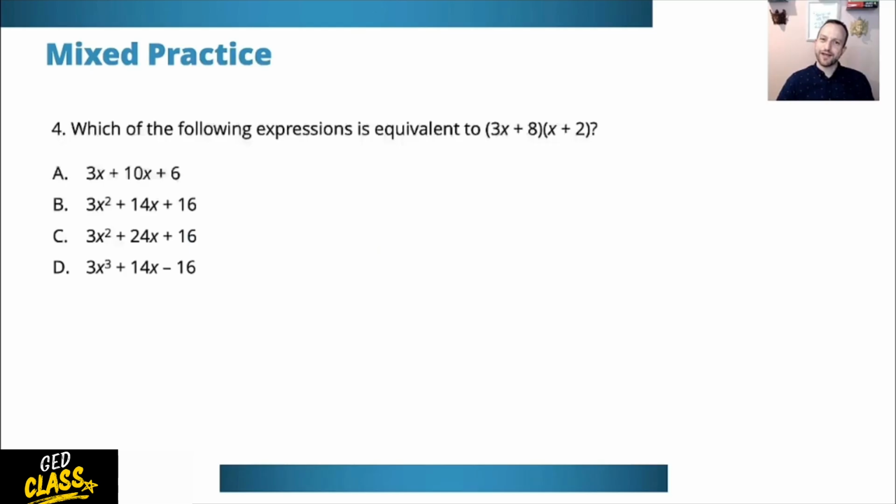Let's give it a try. On question number 4, pause, use FOIL to solve so we don't make a mistake along the way, and then we'll review it together.